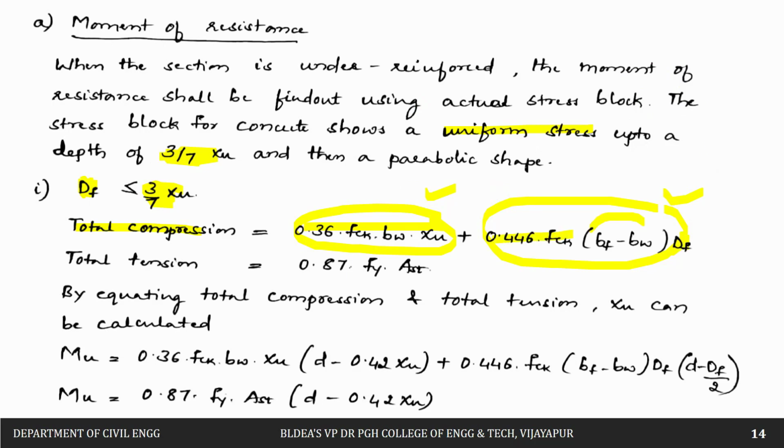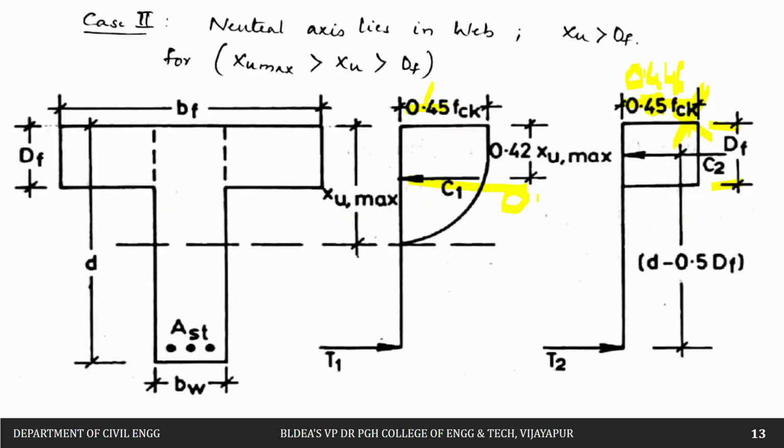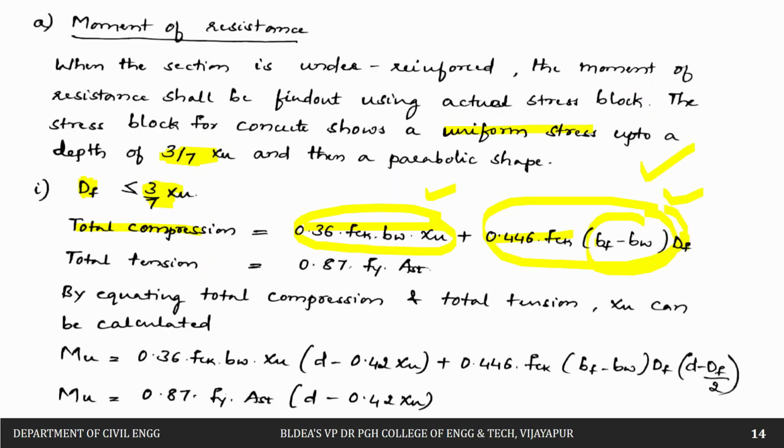Then next is the width. Width is nothing but what? What width do we have to take? The rectangular portion we have already covered. So for the rectangular portion we have taken this. Now we are talking about the total width BF, minus this portion, which is nothing but BW. Therefore it will be BF minus BW.